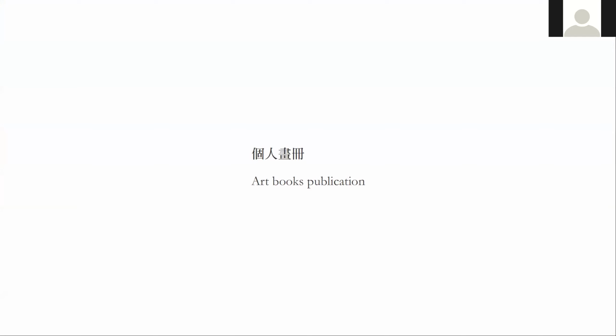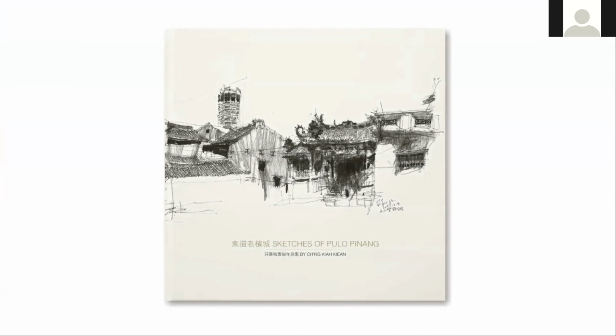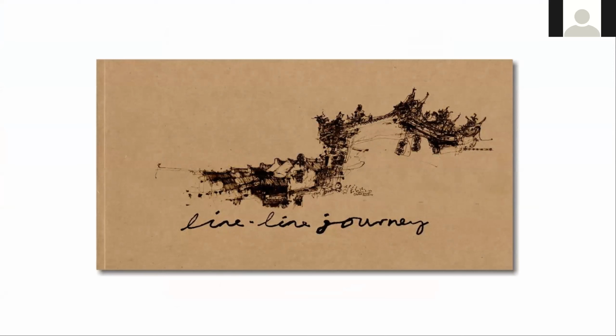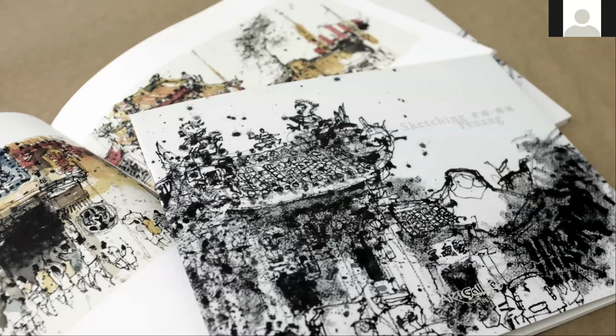Then I also published my book. That was my very first book, in conjunction with my solo exhibition called Sketches of Pulau Pinang. This was the second book. And sometimes I publish a catalog.